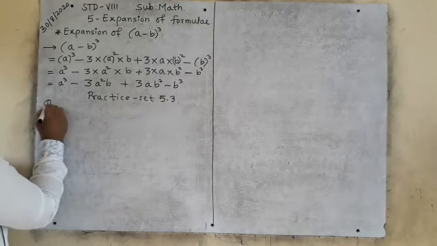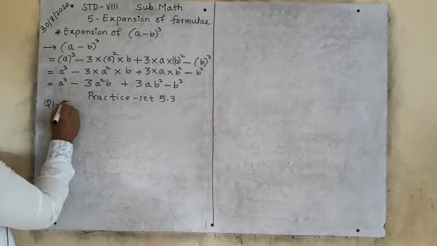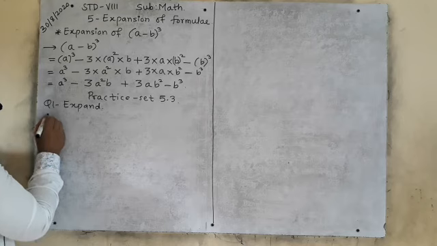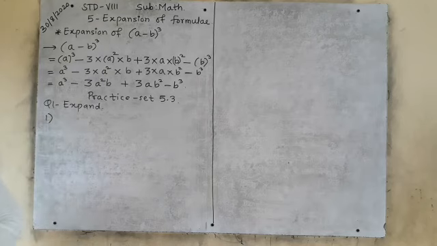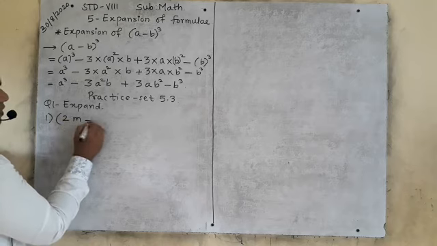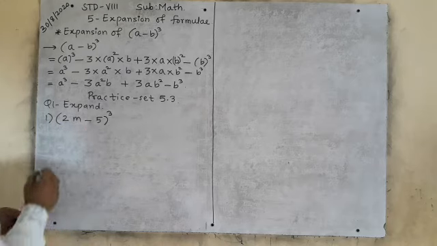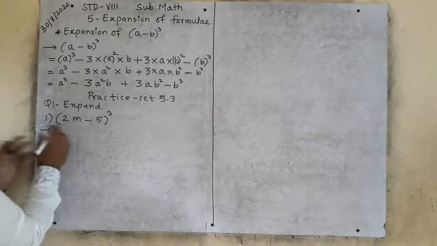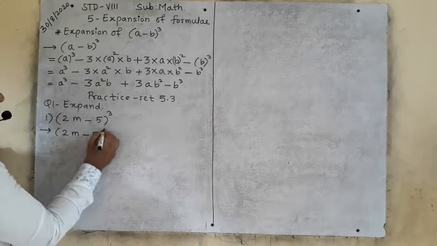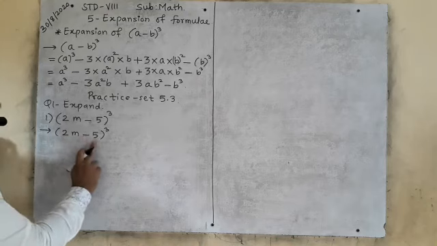5.3. Question number 1. Question number 1 is what? Expand. The first one is bracket 2m minus 5 bracket cube. Is it clear? How to solve first? You will copy the question as it is, 2m minus 5 bracket cube. Okay, there are how many terms? This is first term, this is second term.